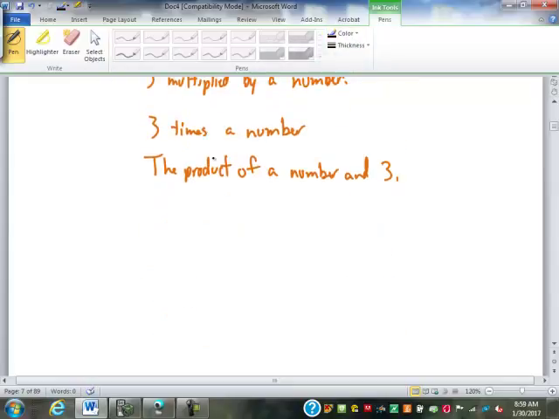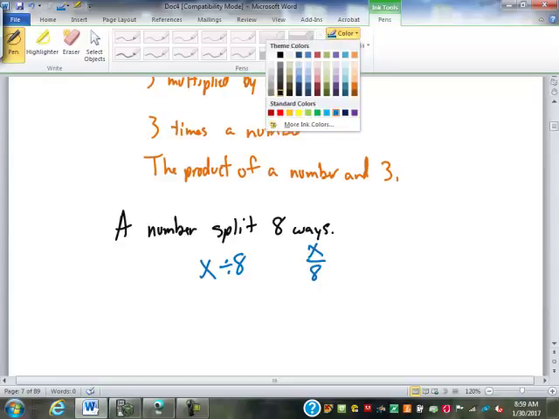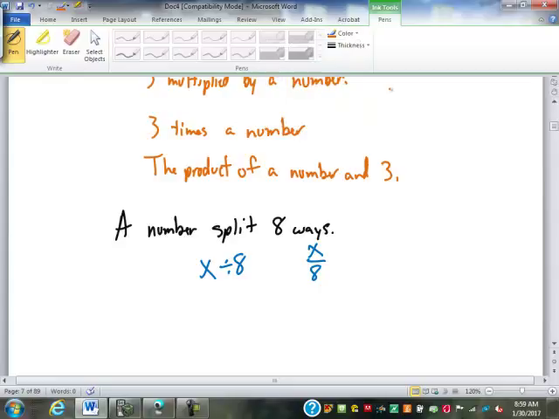Let's look at the last one. A number split 8 ways. What's that going to be? X divided by 8, or x over 8. Remember, fractions are equivalent to division. Other expressions that mean x divided by 8 or x over 8.